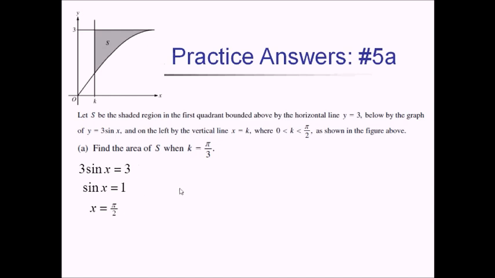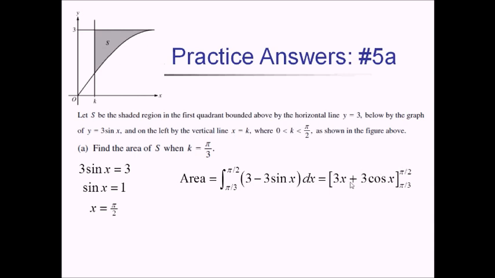I have the integral then from pi over 3 to pi over 2 of what? Well, I need to do top minus bottom. So that's going to be 3 minus my lower function, which happens to be 3 sine of x. And don't forget your dx there. Okay, this is a no calculator problem, so we have to do this by hand. Antiderivative time. 3 is going to become 3x. And then negative 3 sine of x, that's going to be positive 3 cosine of x. All this evaluated from pi over 3 to pi over 2.